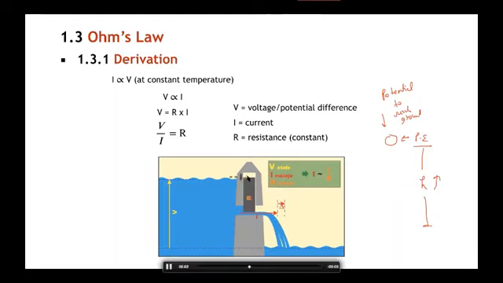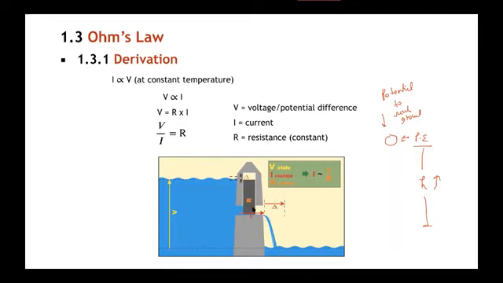See, if we move this block below, this current, that means this flow of water, will decrease, right? So it is acting as a resistance, and this height is acting as a potential, because the more the water is up from this region, the farther the flow will go. So this is another analogy to study your Ohm's law.